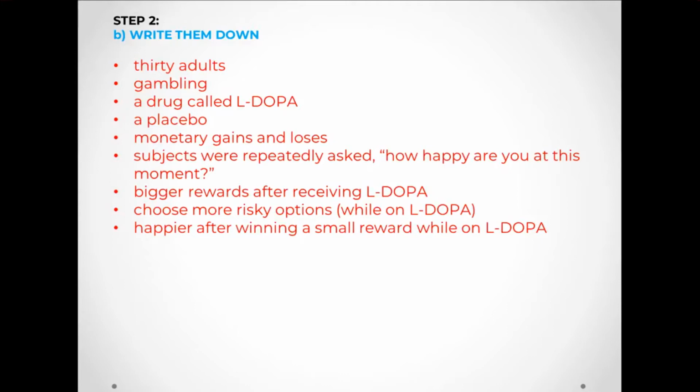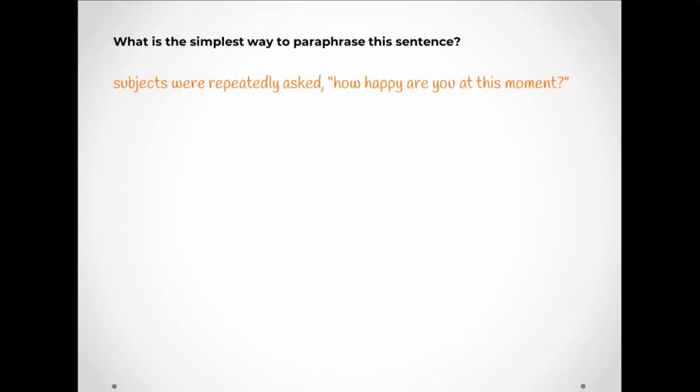So I have all of these points. I just needed to put it in a sentence now. I came across one problem. I took one of these bullet points. Subjects were repeatedly asked, how happy are you at this moment? I consider it was an important sentence. The problem is I shouldn't use the same words or the same way. I need to rephrase this. I need to paraphrase. Paraphrasing means just to say the same thing in a different way.